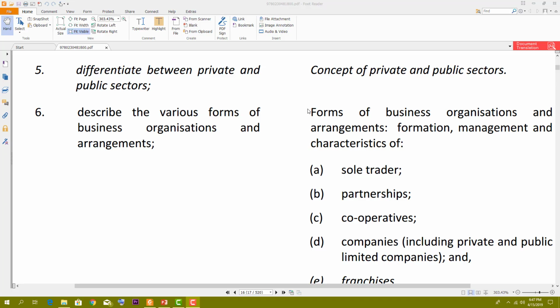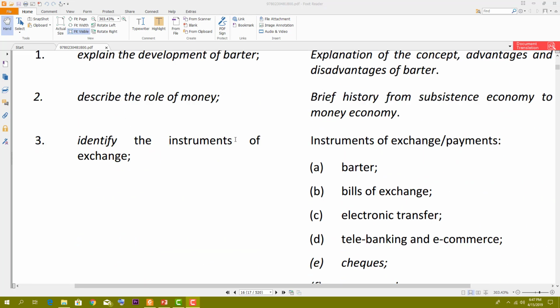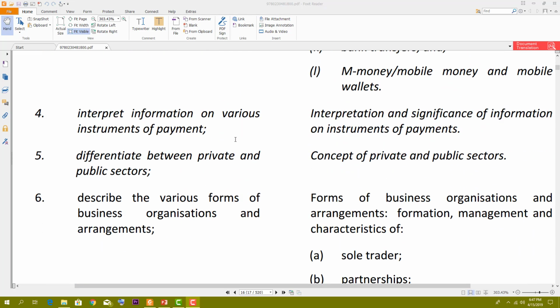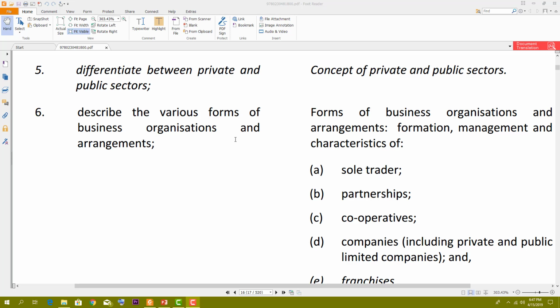All right, so we're going to continue looking at the principles of business CSEC syllabus, and we previously covered section one, objectives one, two, three, and four. So today we are going to continue looking at objective 5 and part of 6. Objective 6 is kind of involved, it's kind of long.